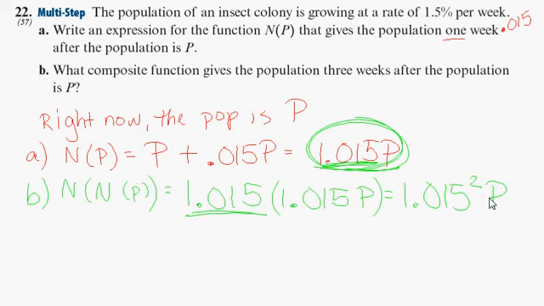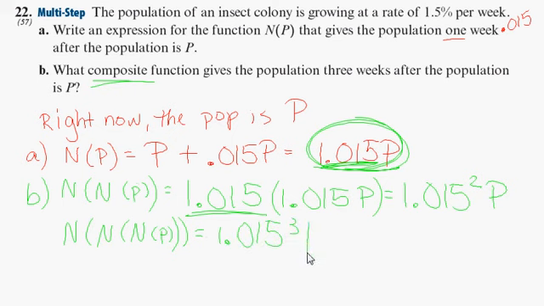So for the 3rd week, we can keep going along with that same idea. N of n of n of p. Do I need one more set of parentheses here? Yes. Equals 1.015 cubed p. All right, so now that you've established that pattern, you could find the composite function that gives the population after 200 weeks.